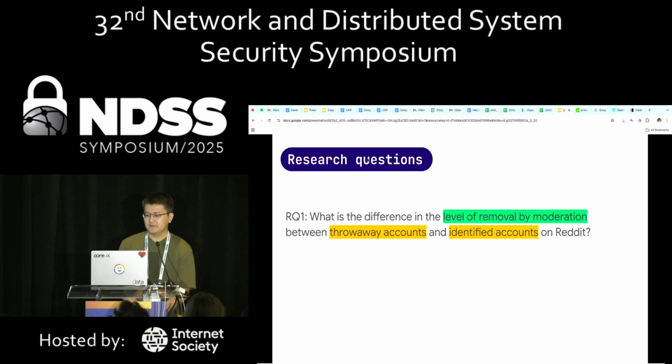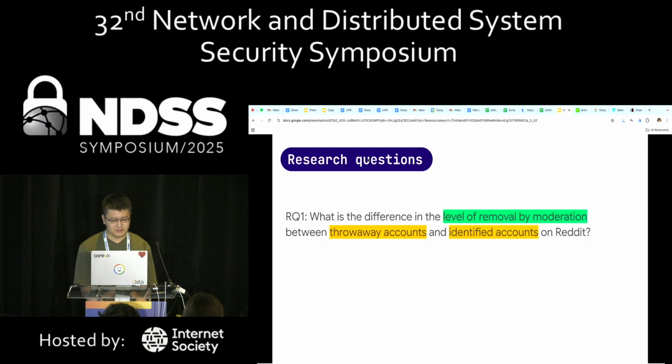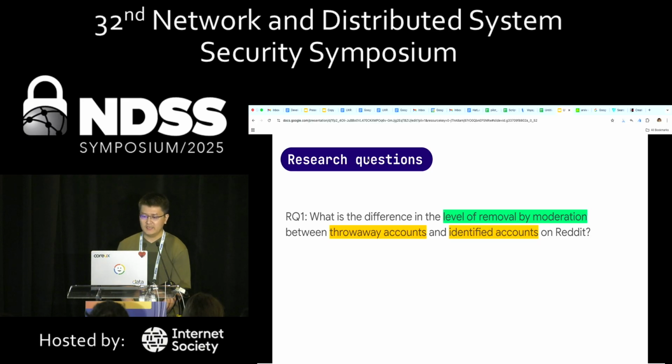Since anonymity has certain pros and cons, as we all know, and SMPs like Reddit all have some sort of moderation mechanisms, we ask: what is the difference in the level of removal by moderation between throwaway accounts and identified accounts on Reddit?